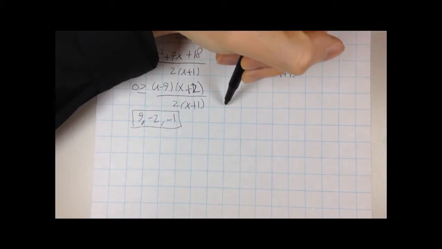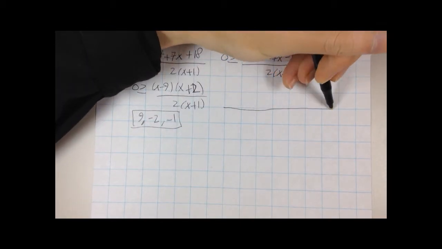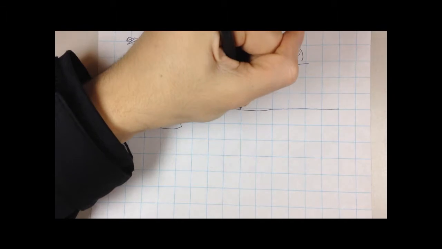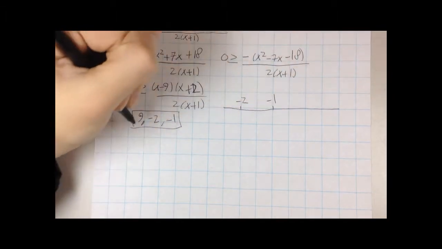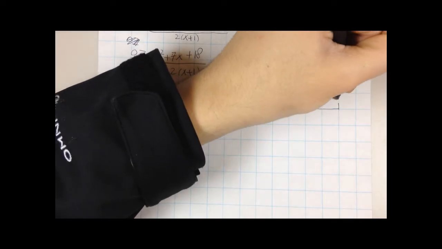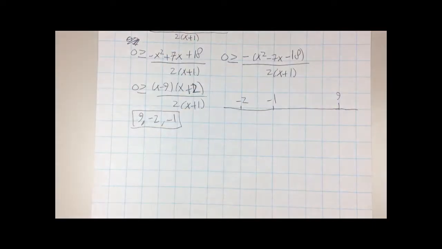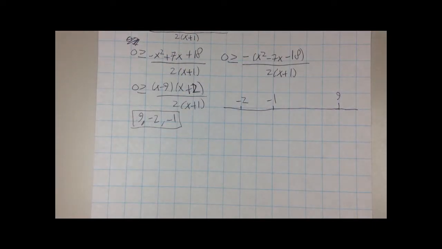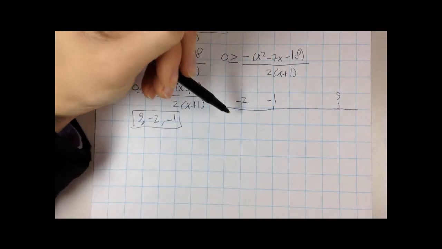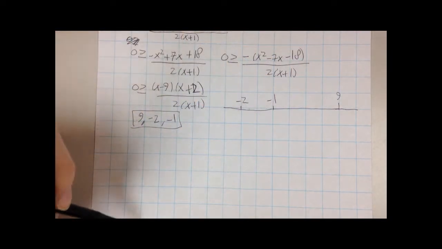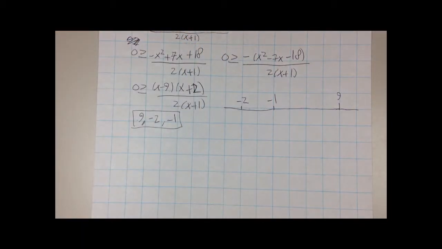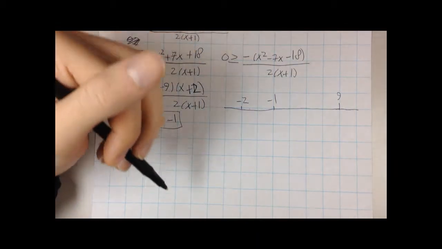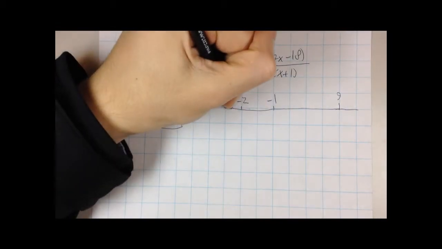So next we draw our number line, right? And we're going to put negative 2 on there, negative 1, and 9. So just like before, we are going to want to test a number in each of these intervals. And if one number in a certain interval is true, then all the numbers in those intervals will be true and they'll be part of our solution.